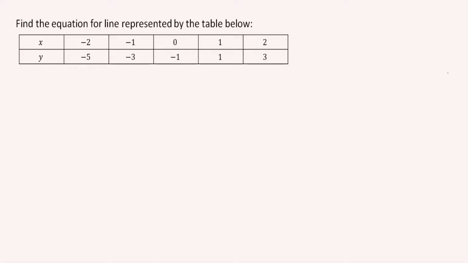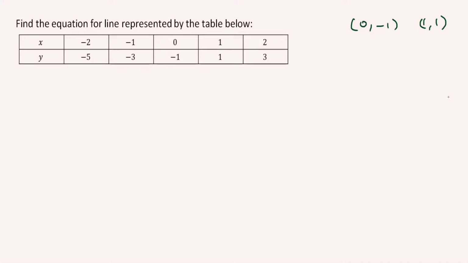Next example, find the equation of the line represented by the table below. First thing I'm going to do is pick 2 points. I like to always pick simple points. If you don't like dealing with negative numbers, you can always pick the points that don't have them, but it doesn't really make a difference. I like to pick any point that has a 0 in it because it just makes things a lot easier. So I have 0, negative 1, and then I have 1, 1.